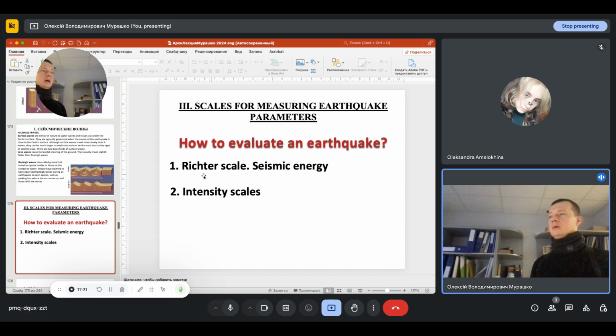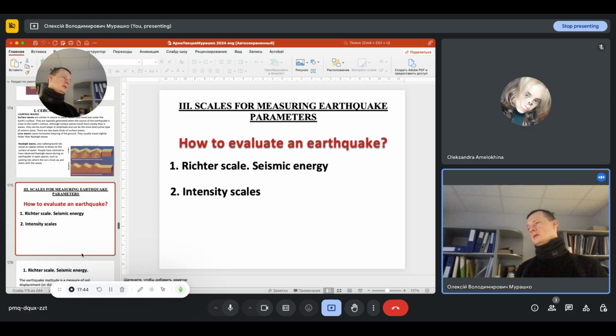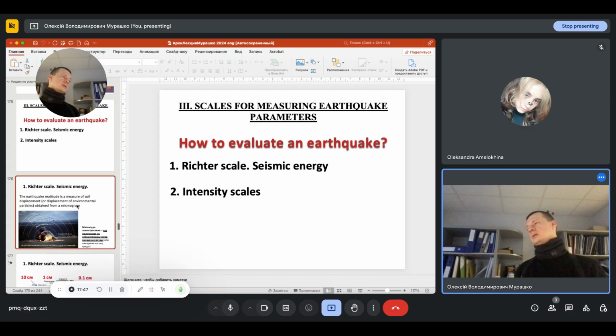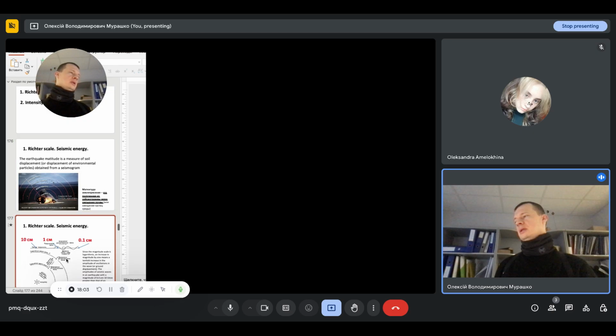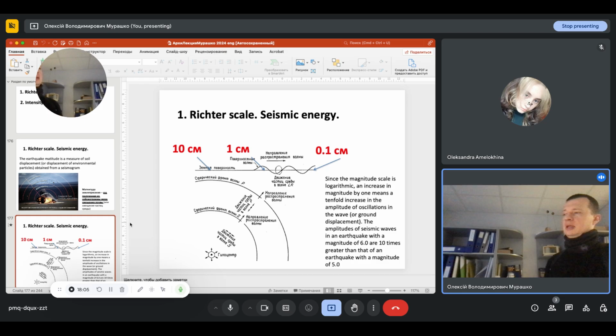By the way, how can we evaluate an earthquake? We have two kinds of scales. First is the Richter scale, and the second is the intensity scale. Those two types of scales give an ability to assess the seismic impacts. What is the difference between them? The Richter scale measures the energy of the earthquake, and it is based on the displacement of the ground.